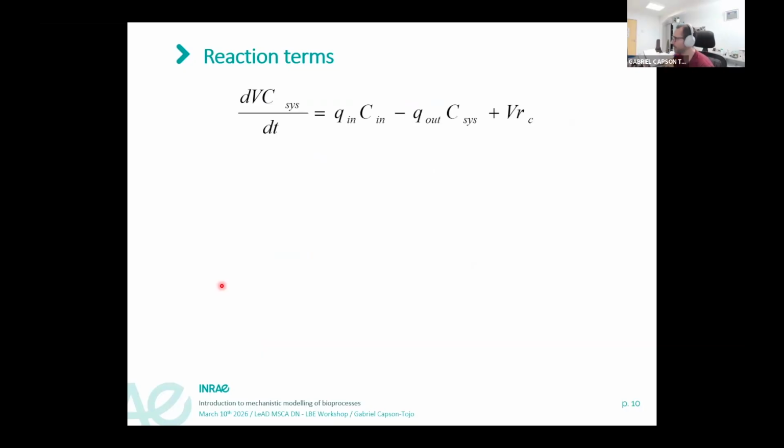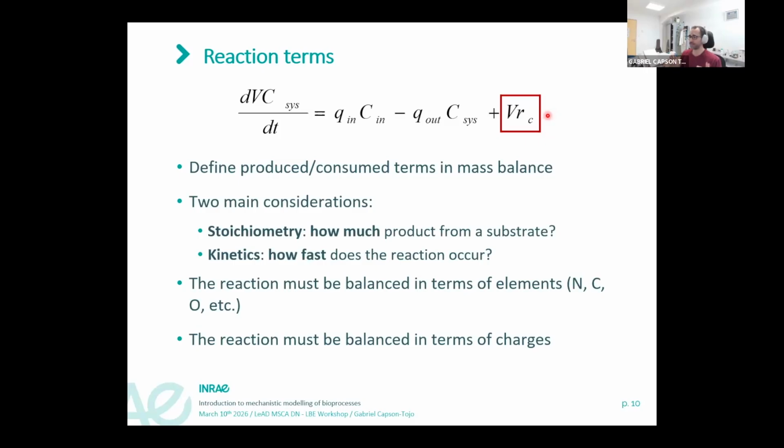So, Alex, I think you were asking about the reaction terms. That's what we're going to be focusing on now. Again, before, it's simple mass balancing, so influent and effluent. What we struggle with the most is reaction terms, because that's where our biology is what actually makes a difference in our reactor. So, again, what this represents is what is produced or consumed in our mass balance.